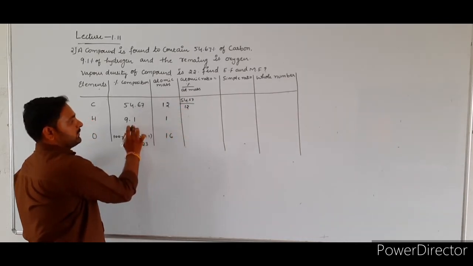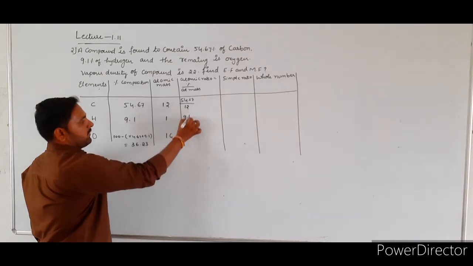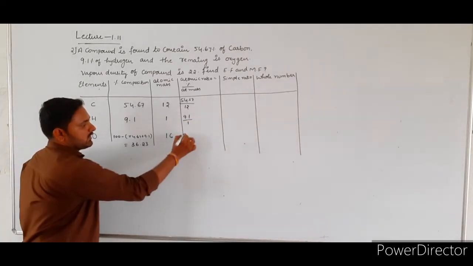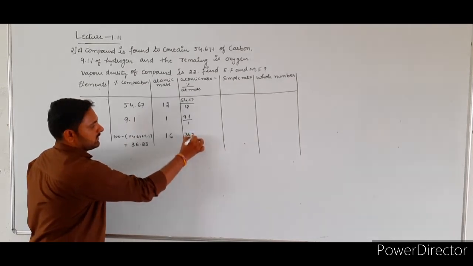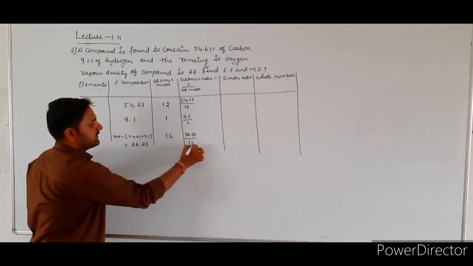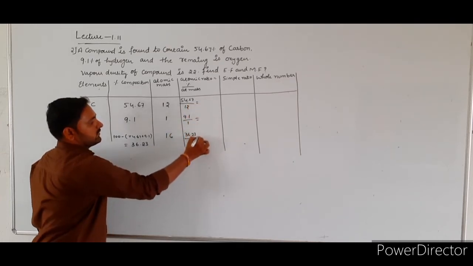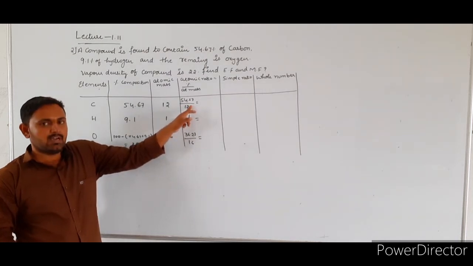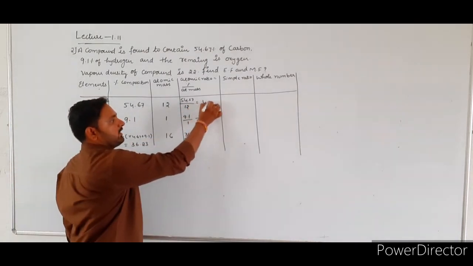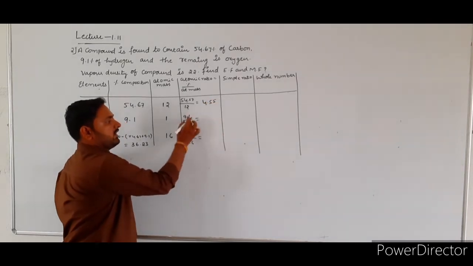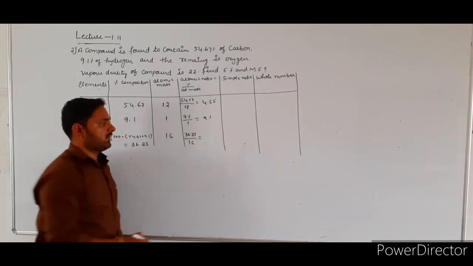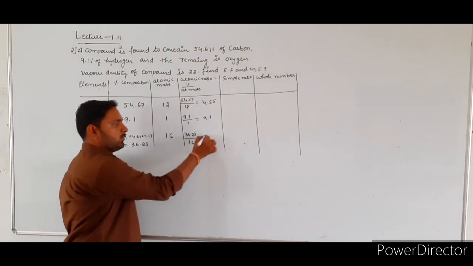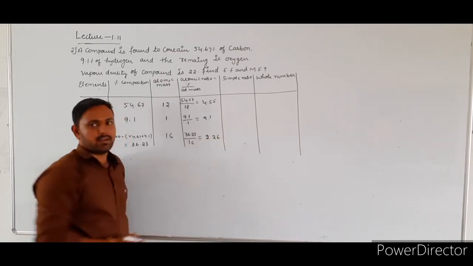Next, what is the percentage composition for hydrogen? 9.1. Divide by 1. Next, oxygen. What is the percentage composition? 36.23. Divide by 16. Now divide these values. After dividing, you will get 4.55. After dividing these two values, you will get 9.1. Now divide these two values. You will get 2.26. Right?